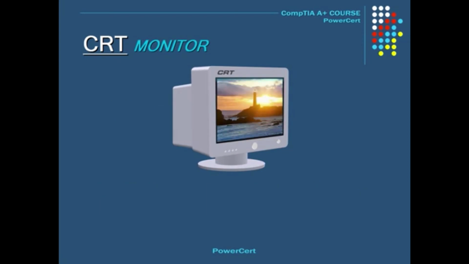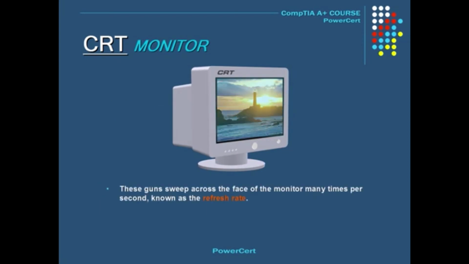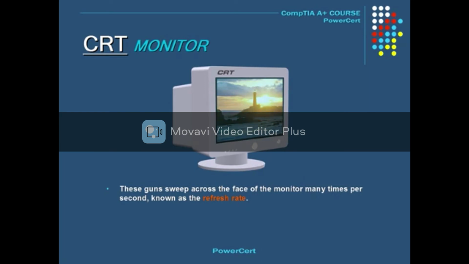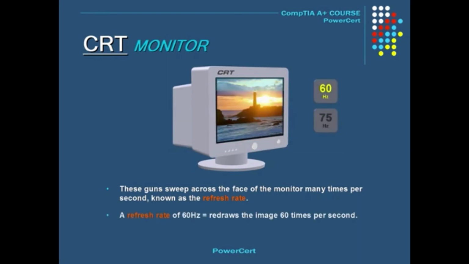And this redrawing of the image is known as the refresh rate. And the refresh rate is measured in hertz. So for example, if the refresh rate is set to 60 hertz, then this means that the beams sweep across the entire face of the monitor, redrawing the image at a rate of 60 times per second.